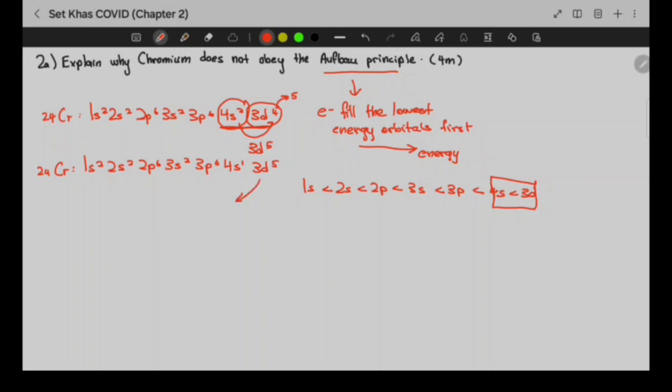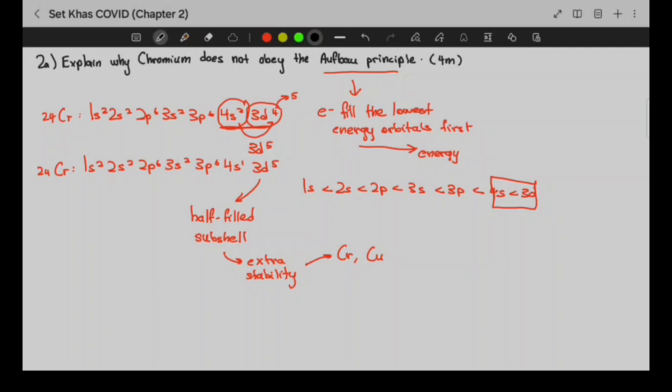Why can't it remain 3d4? Because 3d5 is a half-filled subshell. That means it has extra stability. This is an anomalous case just for chromium and copper. So in this case, we are looking at the chromium atom. So how to answer this question in sentence form?